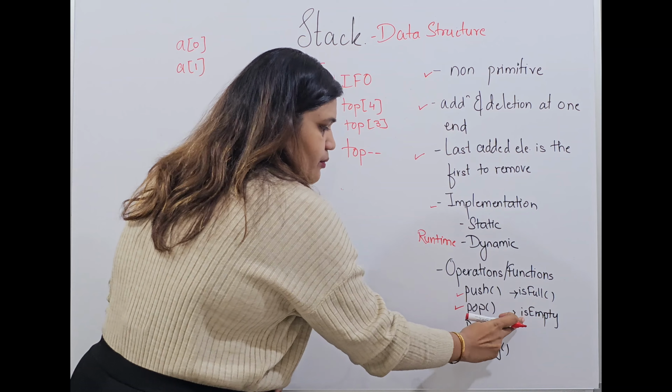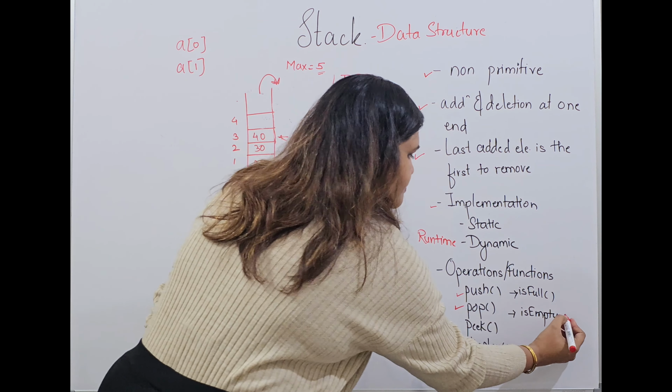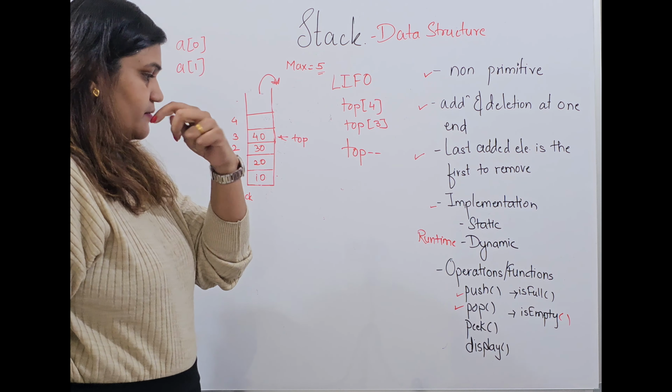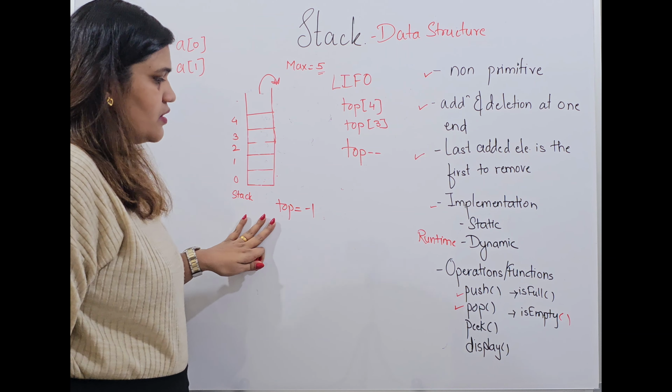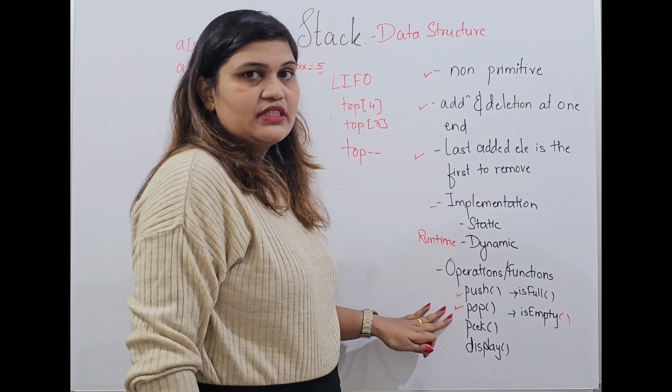Now with pop, there is one more function, that is empty. What is this empty function? Whenever I am deleting the elements, I have to check whether my stack is empty, because if my stack is empty, there is no point of deleting elements. My top would be where? Suppose this was the last element, top was pointing here. Again I do top minus minus, top will become minus 1. If my stack is empty, there is no need to pop an element.